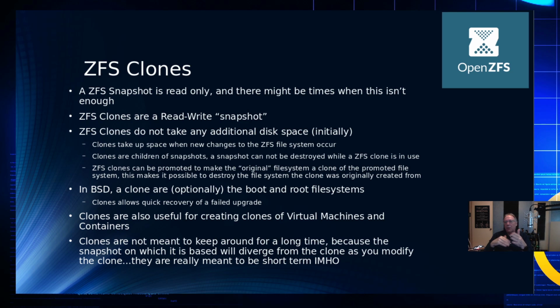But they initially won't take any additional space until there are changes to the underlying ZFS data sets upon which the snapshot is based. So you can think of the clone as the child of the snapshot. And so the snapshot that created the clone can't be destroyed as long as that clone exists. Clones can be promoted. That is, I can kind of reverse the file system. So I can promote a clone to become the file system.